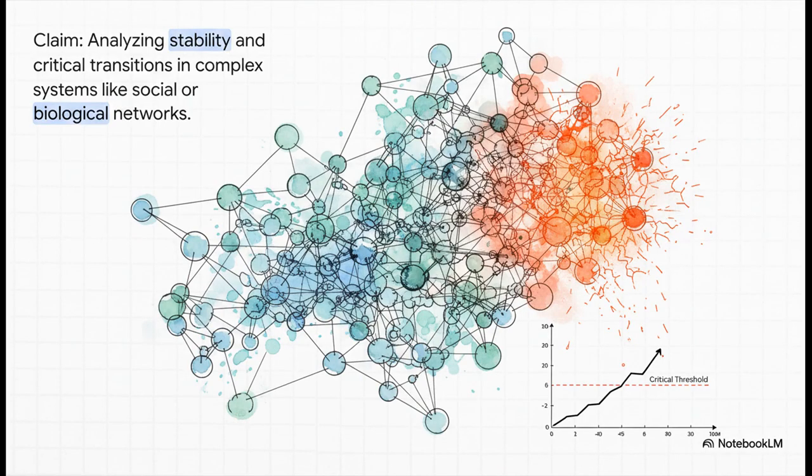And finally, we have complex systems. Here, the goal is to provide a common language to analyze stability and tipping points in, well, pretty much anything, from financial markets to ecosystems to social networks. It's looking for those universal structural signs that tell you a big critical shift is about to happen, which could be an amazing early warning system.